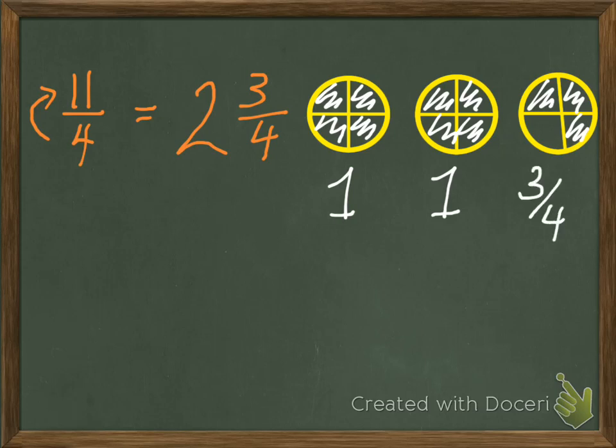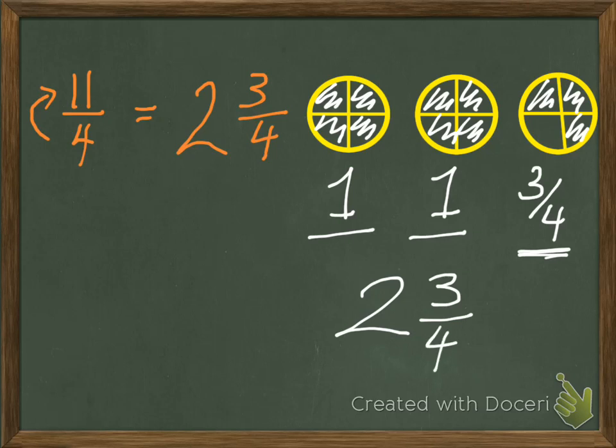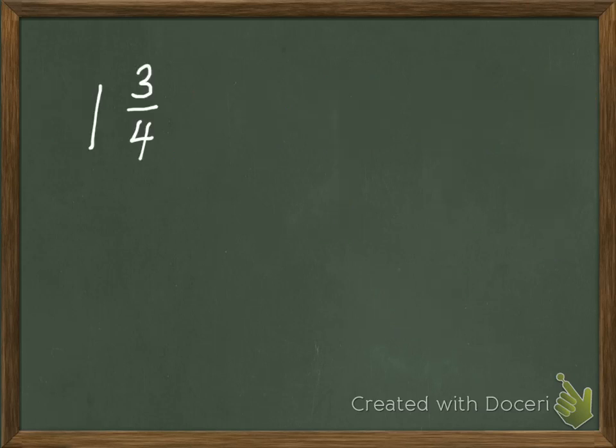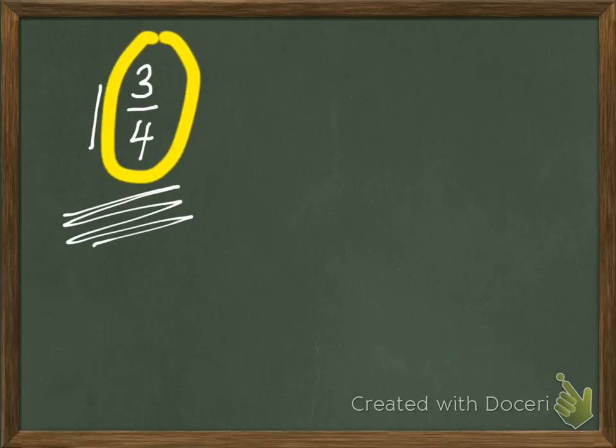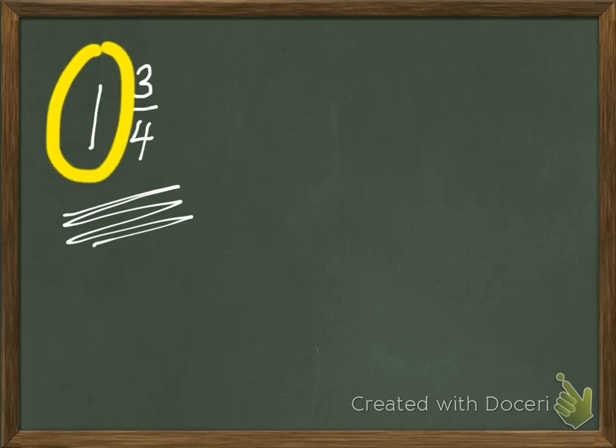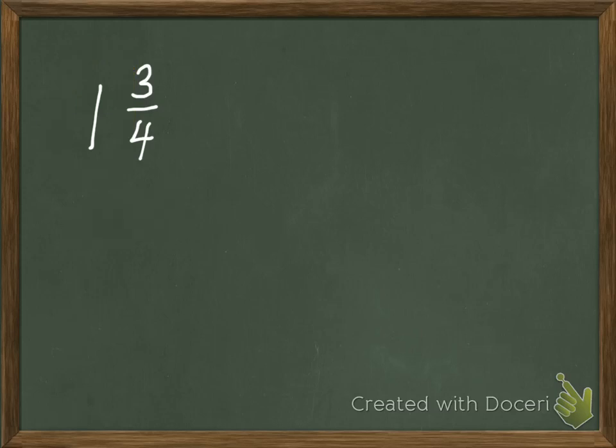So what have I got altogether? Well, 1 and 1 is 2, that's the whole numbers. And what have I got left over? It's 3 quarters. Now how about if I want to look at this type of number, which actually is called a mixed number. Mixed number because we've got a fraction and we've got a whole number. In other words, it's a mix of 2 numbers. How can I do that?